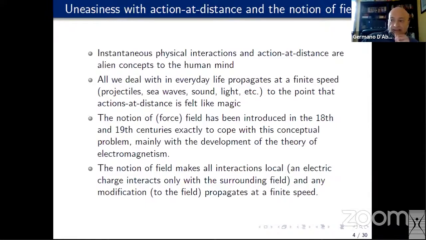This arrests you from the uneasiness with instantaneous interactions. It came in the 18th and 19th centuries with the introduction of the notion of field, first in electromagnetism and then also for gravitation. The notion of field makes all interaction local. Take for instance a test charge. A test charge interacts only with the surrounding field, and not directly with the distant charge that generates the field. And any modification of the field propagates at a finite speed.